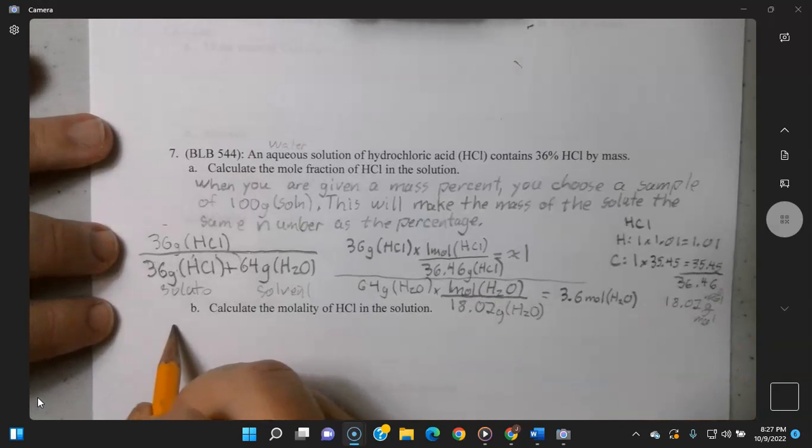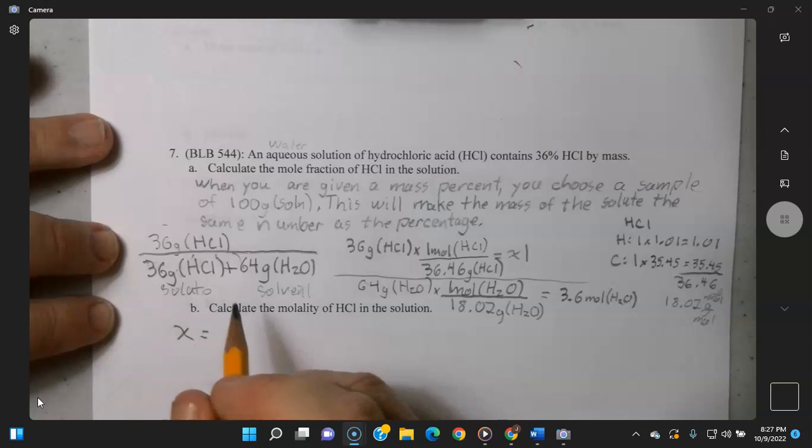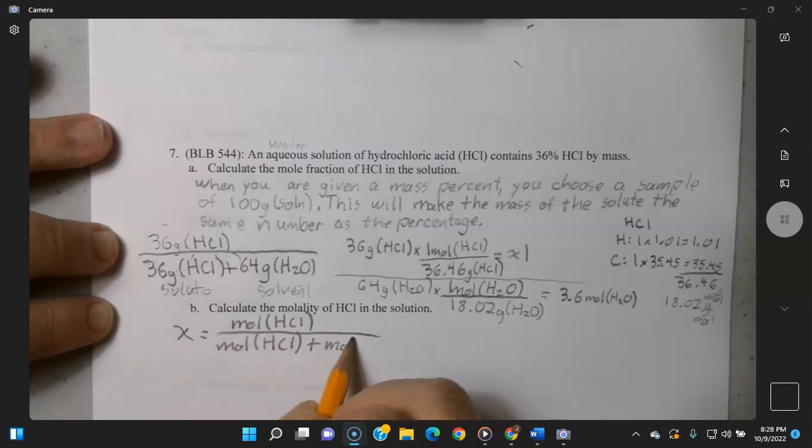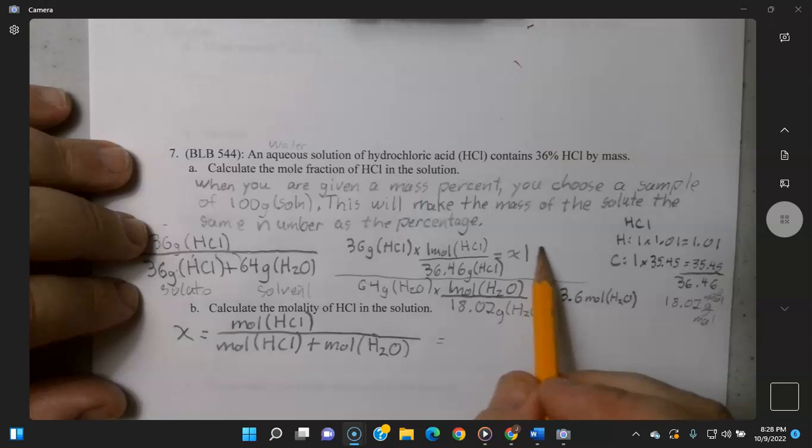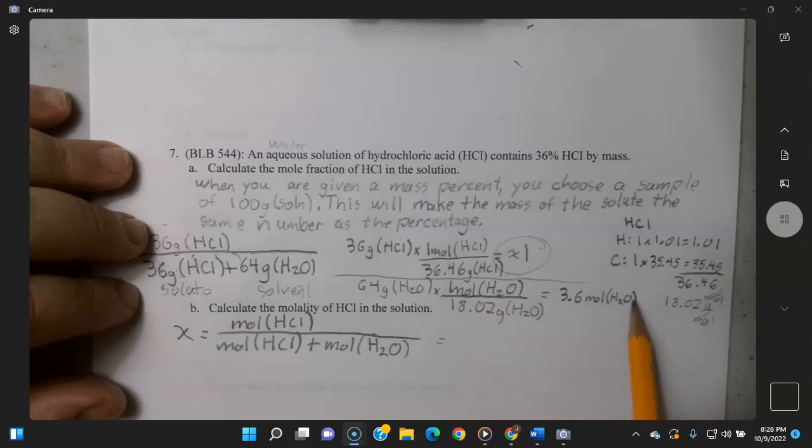So mole fraction is chi, Greek letter chi. Let's write out the formula. You do that every time and you remember formulas. Now we plug in numbers. We have this for HCl. We have this for water.